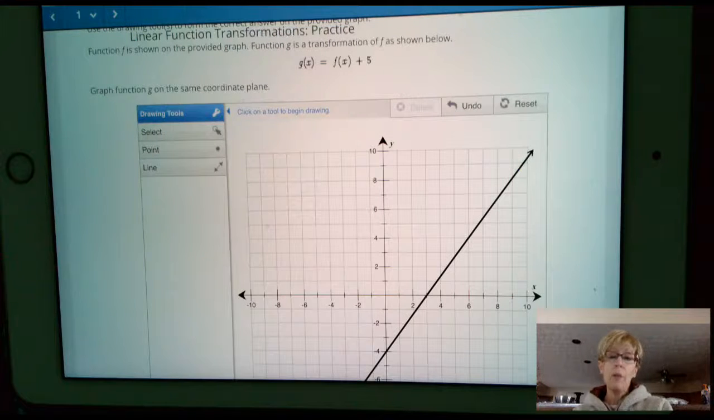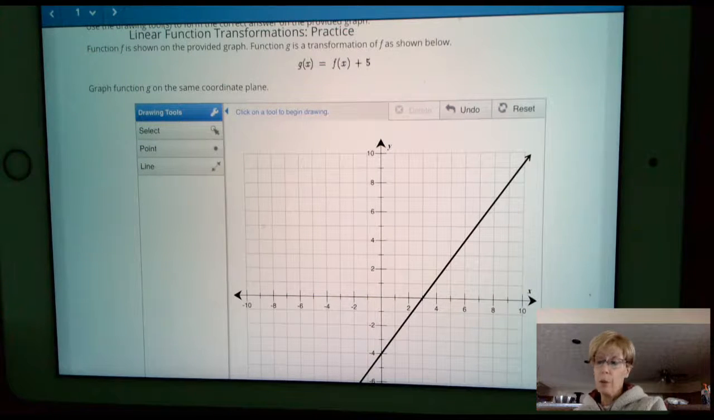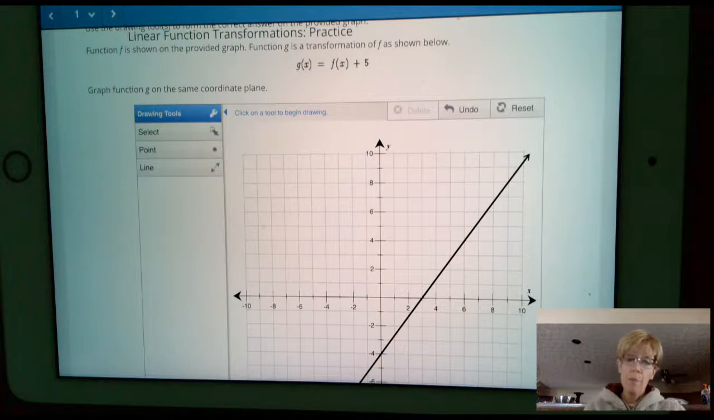Hello, I want to take a look at a couple of problems in lesson 6.3 practice. I have my iPad showing the screen, which is helpful. On some of these problems I can do better drawing than others. In fact, you'll see on one of the problems that I'm going to draw by hand because I can't get it to work on the iPad.